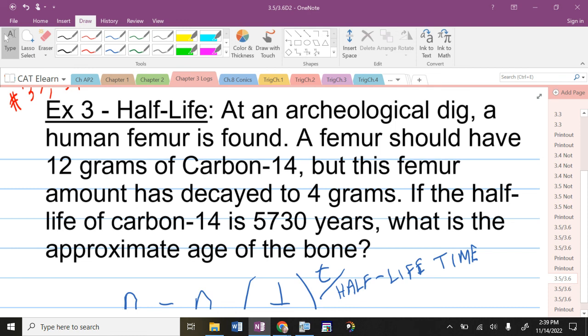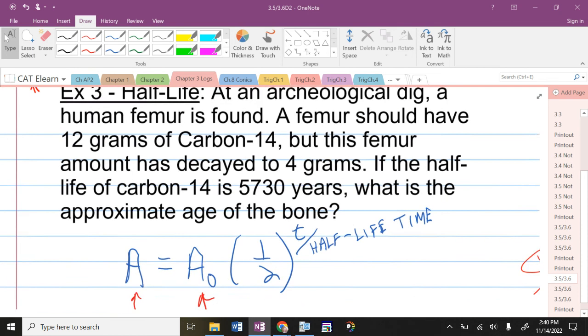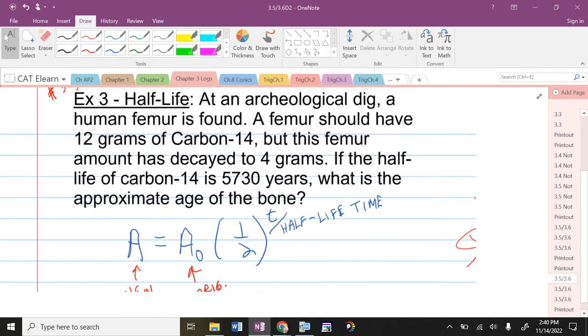Is it less than 5,730 years or more than? 3, 2, 1, go. More than. Why? What's half of 12 grams? 6. And it's down to 4 grams, so more than one half-life cycle has happened. Does that make sense?